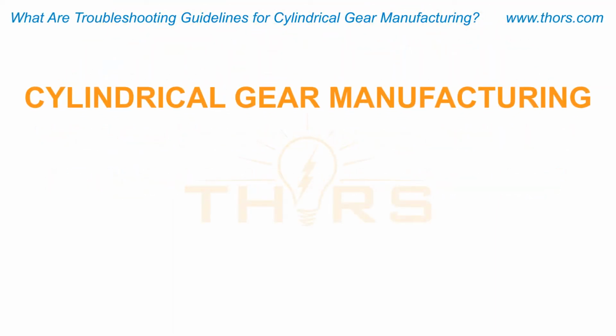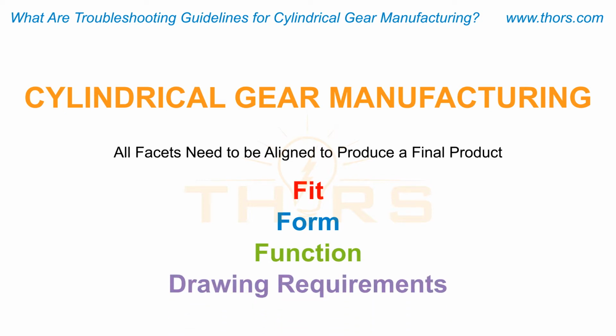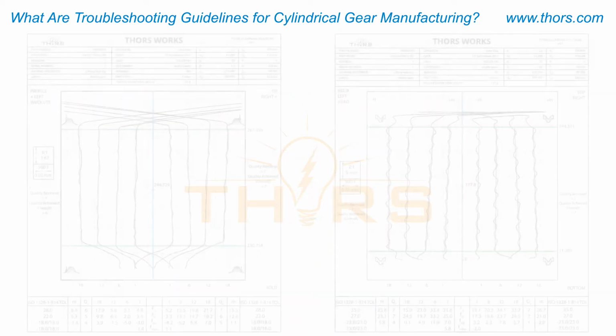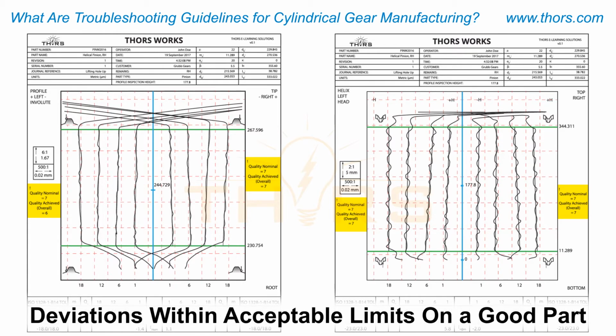Cylindrical gear manufacturing has a variety of facets, and they all need to be aligned in order to produce a final product that meets fit, form, function, and drawing requirements. On a good part that meets print requirements, the deviations of a measured tooth trace from the design profile or helix are within the acceptable limits of the accuracy level.